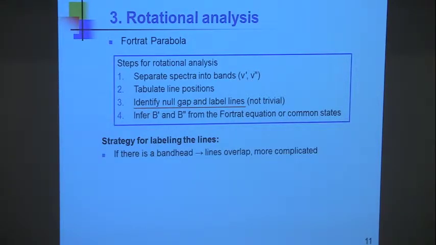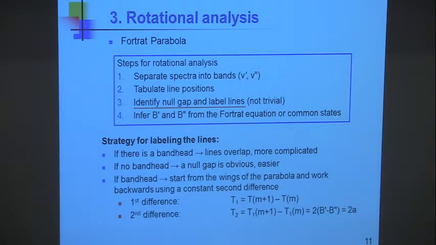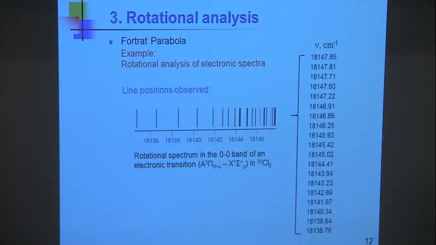But basically, the simplest thing is if you see a band head, you'll know immediately whether it's in the long frequency or short frequency. You'll know immediately whether it's P or R. So if you find a band head, there's an overlap with the lines, but there's a strategy. It's more complicated. If there's no band head, it's obvious. There's a null gap, you're done. R branch, P branch. But if there's a band head, you've got to decide how to count the lines. And the strategy is you go out to the wings and you work your way back in. I'm going to show you quickly because we're a little bit behind in schedule.